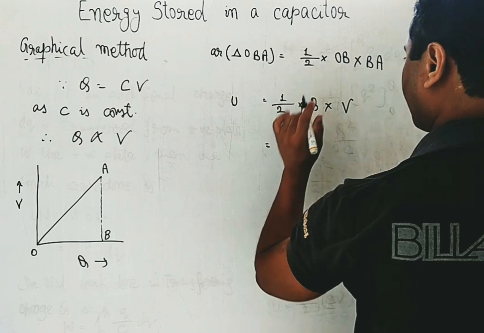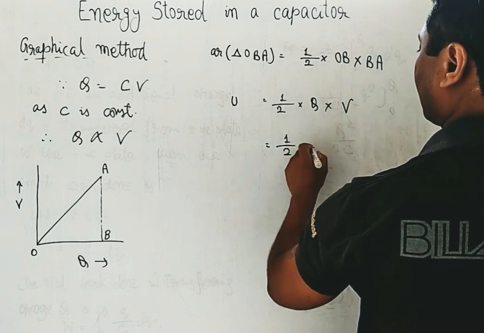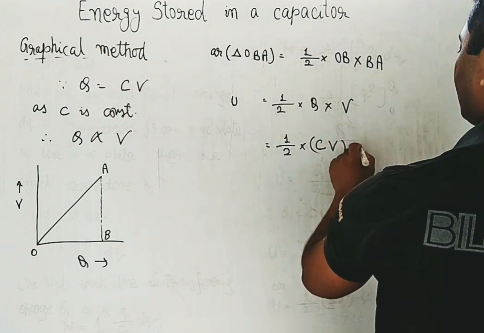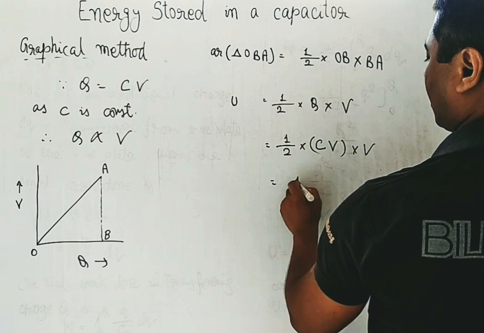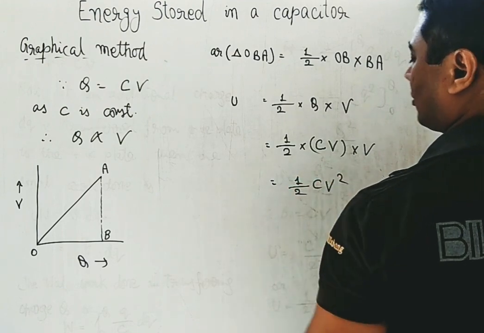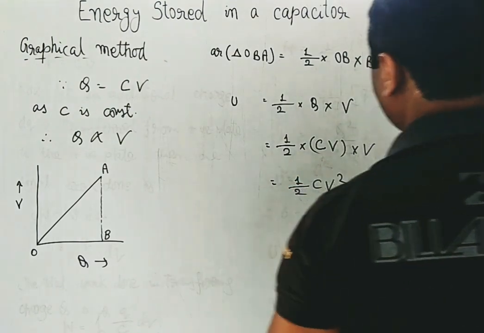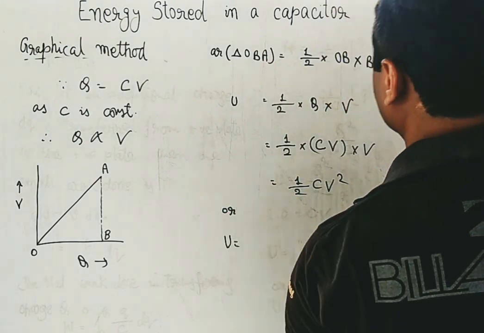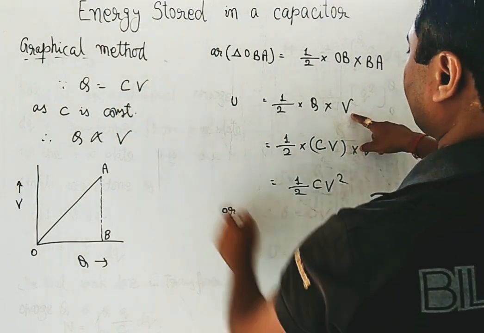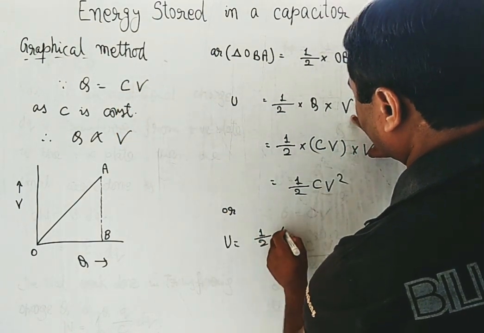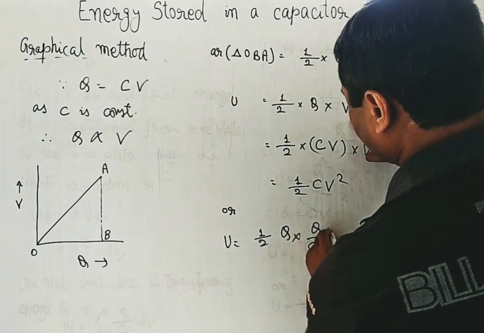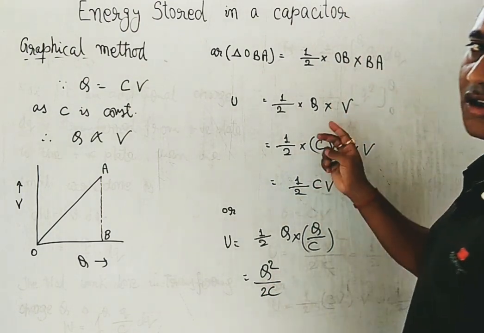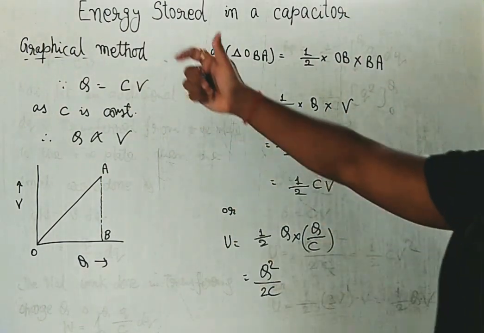Now for the next form of this, we can write half Q into V, with the relationship Q equals CV. So this is half CV square, the next form with us. Or you can write U equals, for this V you can have Q by C. It is half Q into Q by C for V. So this is Q square upon 2C. So these are the forms obtained.